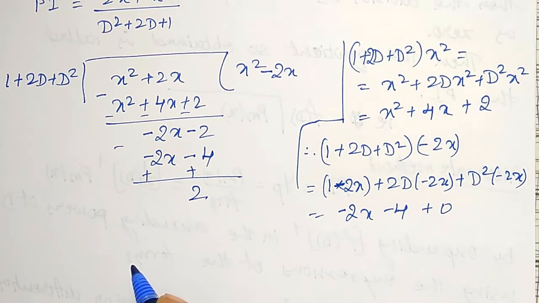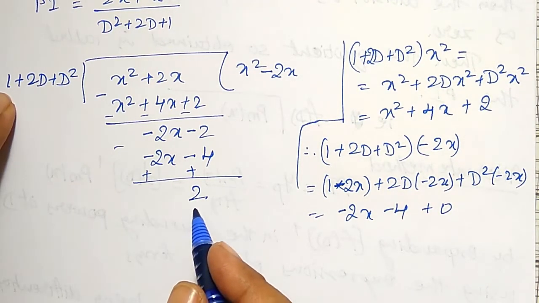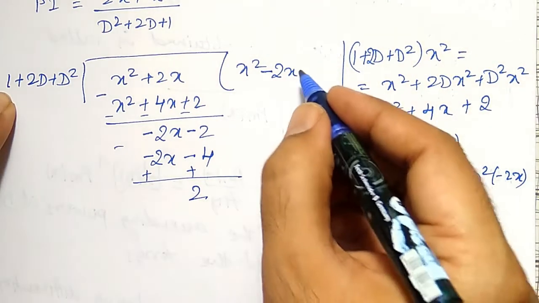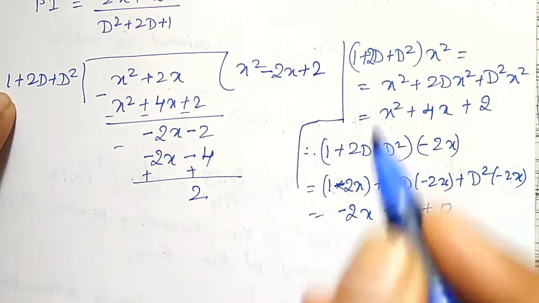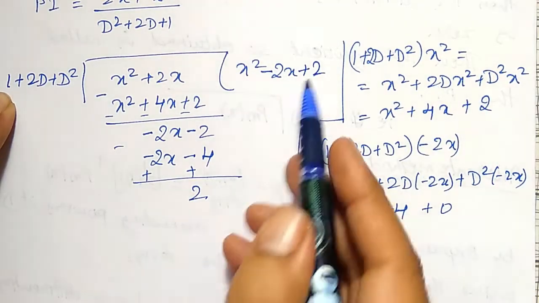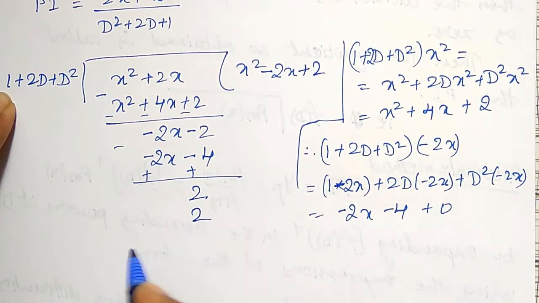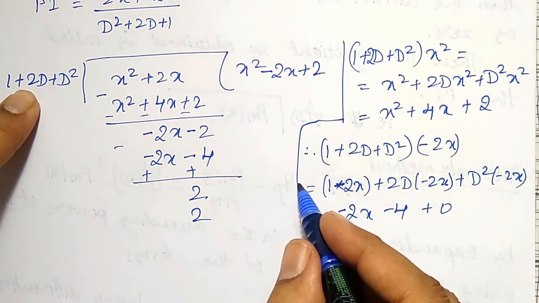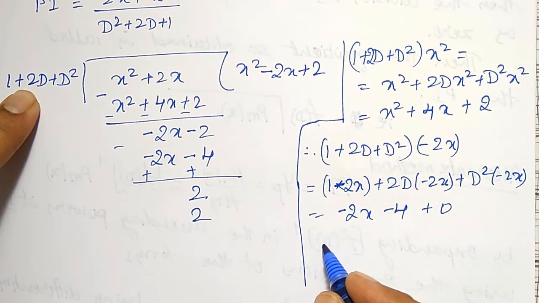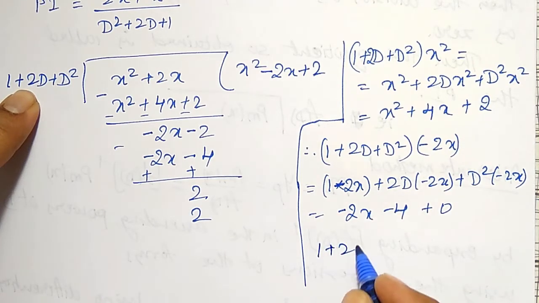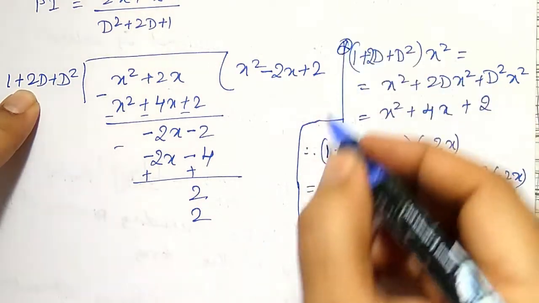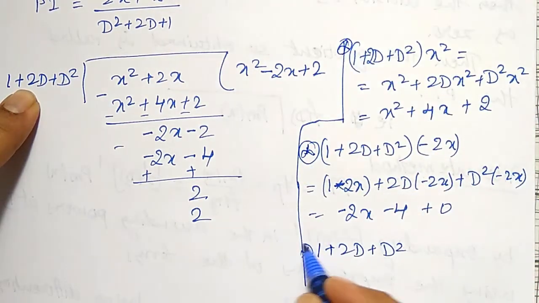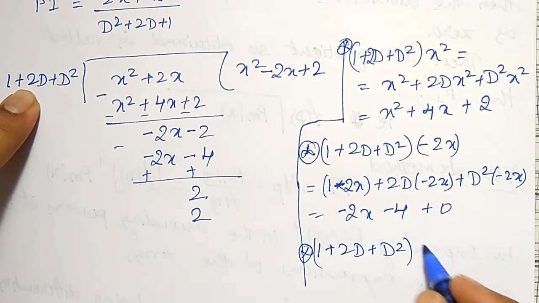Is it clear? Now, what do I have to multiply by 1 to get 2? I have to multiply by 2 to get 2. Therefore, 2 into 1 is 2, and 2d into 2, 2d. You can write here 1 plus 2d plus d square. This is one term, this is the second term, this is the third term, into 2.